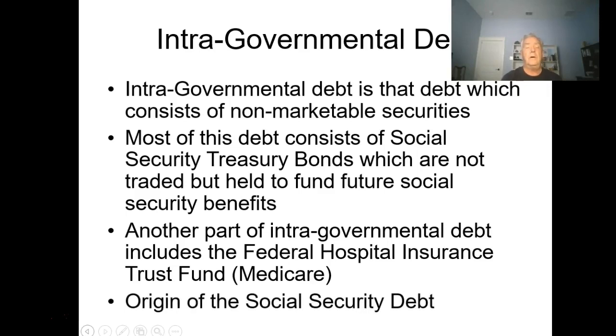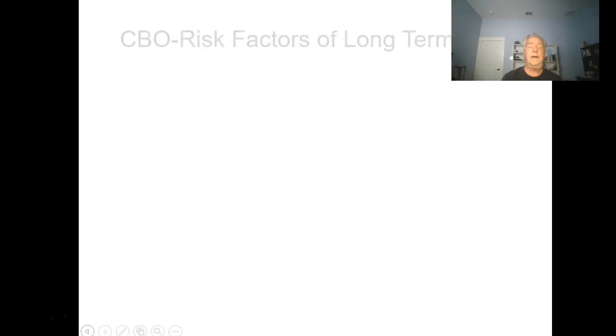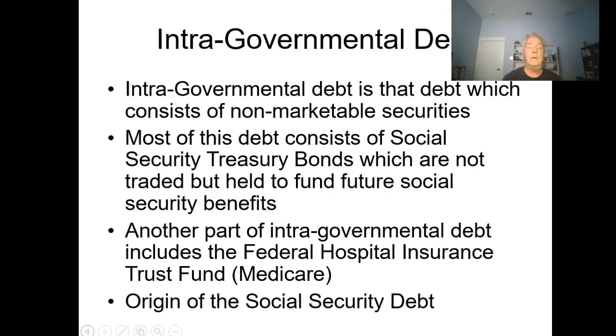Okay, origin of the Social Security debt. We did that some time ago. Let me go back to that a minute. I gave you a presentation on Social Security and how the debt arose. And I think you probably understand that what was done was they created these treasury bonds and they used the cash to fund current expenditures.